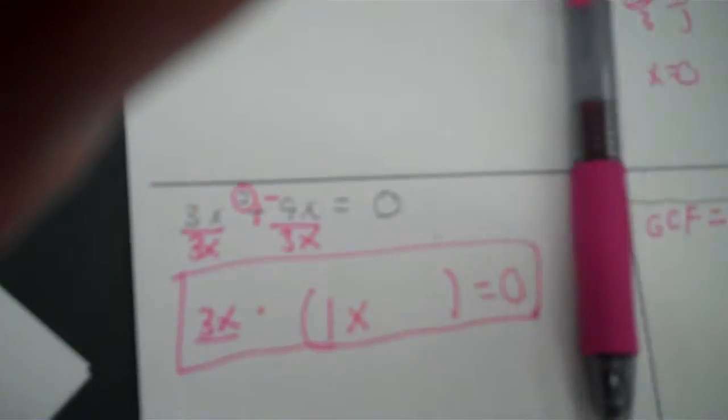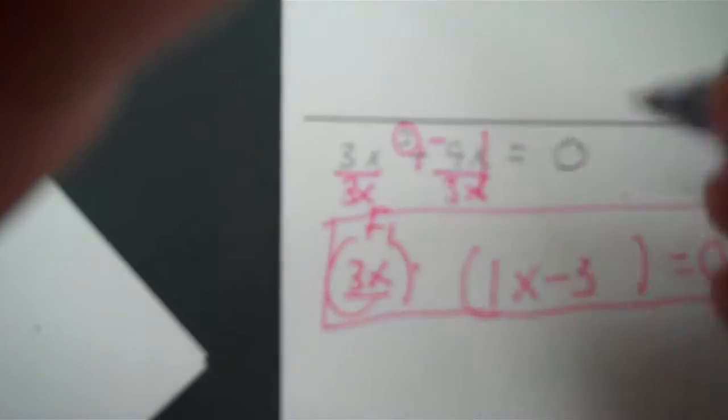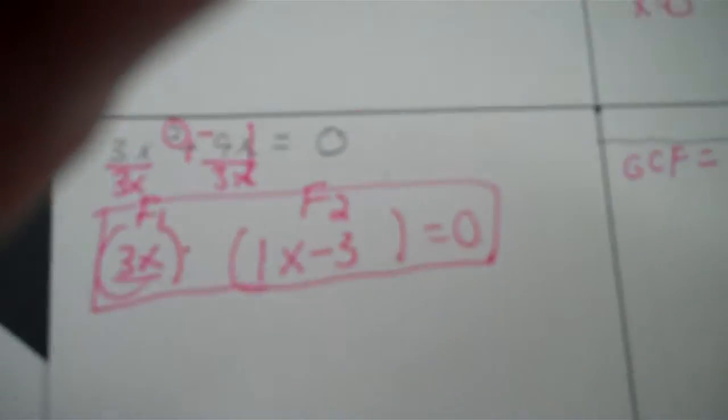Okay, so 3 divided by 3 is 1. 9 divided by 3 is 3. Okay, 3 does work, so 3x. So 3x, I transfer that to here, and then I divide by 3x. Okay, so that's going to be 1, and that's always x, and then we take negative 9 divided by 3. Again, if I got a negative, I'm going to write minus 3, okay? And then the x's cancel. So that's factor 1, and that's factor 2, okay?